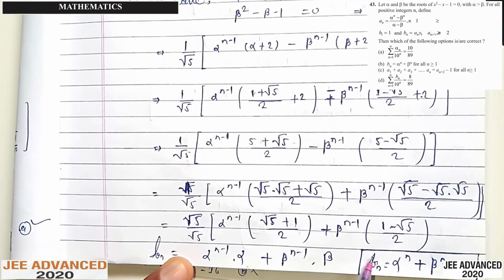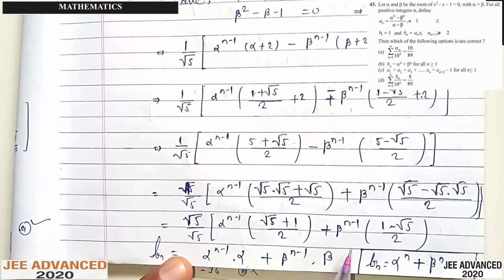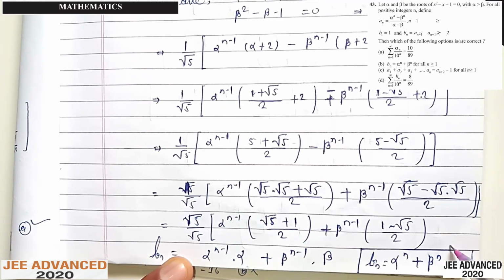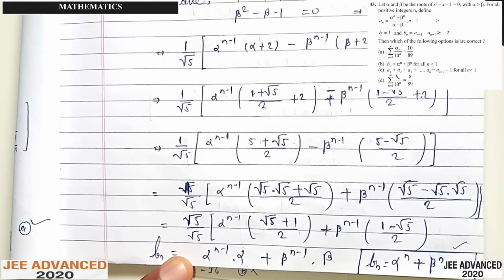So this is the required result given in option number B, that b_n is equal to alpha raised to n plus beta raised to n, okay. So our option B is correct, okay. Now let's move to option C.